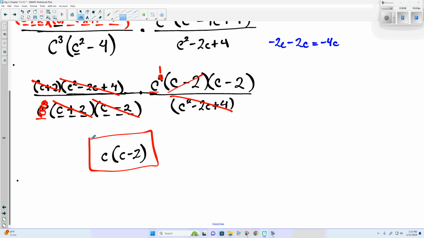There's a lot of steps. Questions on this here? Well, we're going to have to stop here.